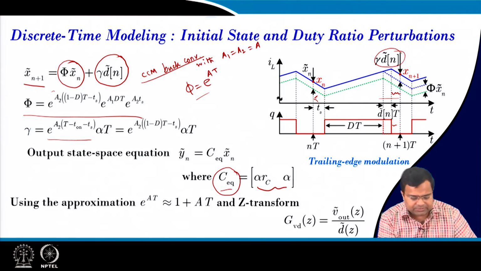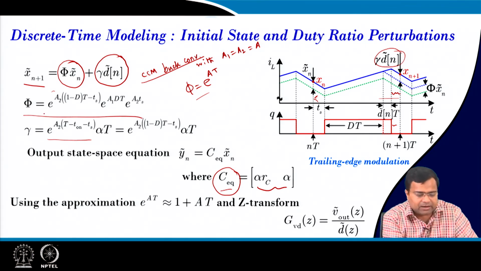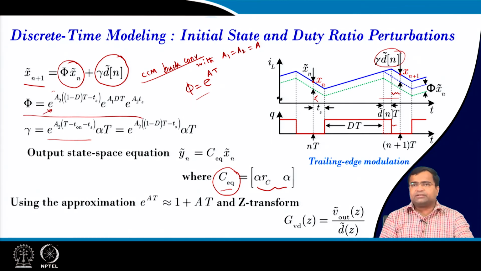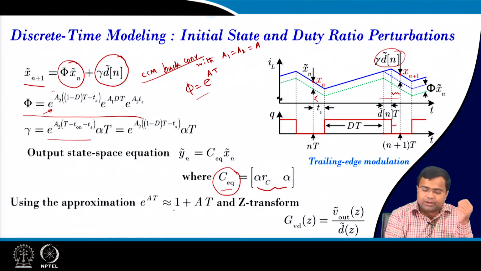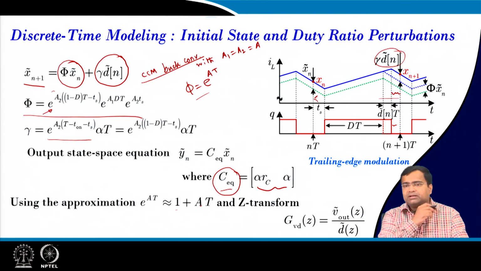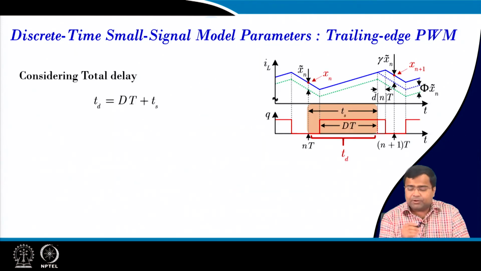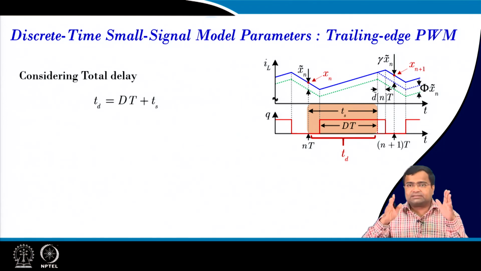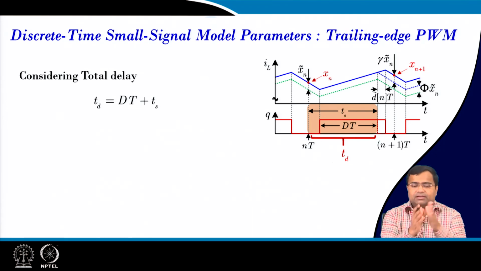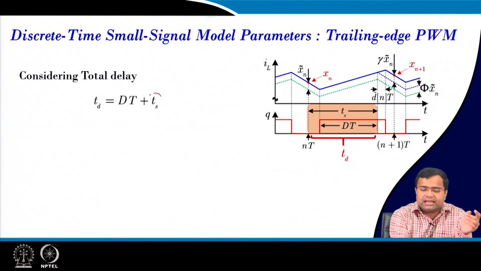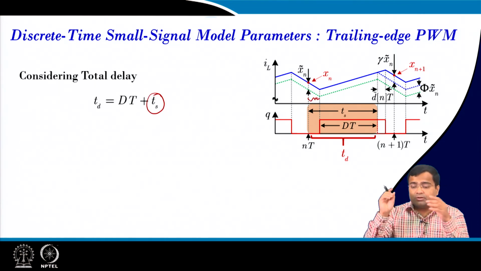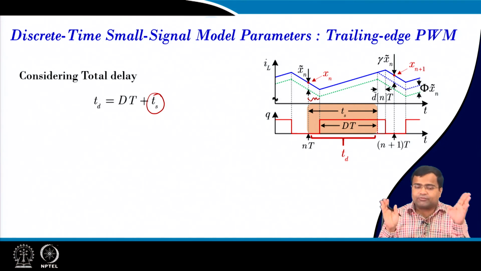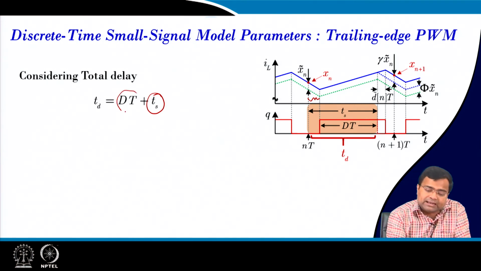So using approximation, because these functions all are exponential matrix functions, you cannot get a rational transfer function using this, so you have to approximate, and if you approximate, then you will get a rational Z transform. So if you consider the total delay, because we have discussed tau d, Td, the one delay is due to controller computation and ADC conversion, but there is also a delay due to DPWM.